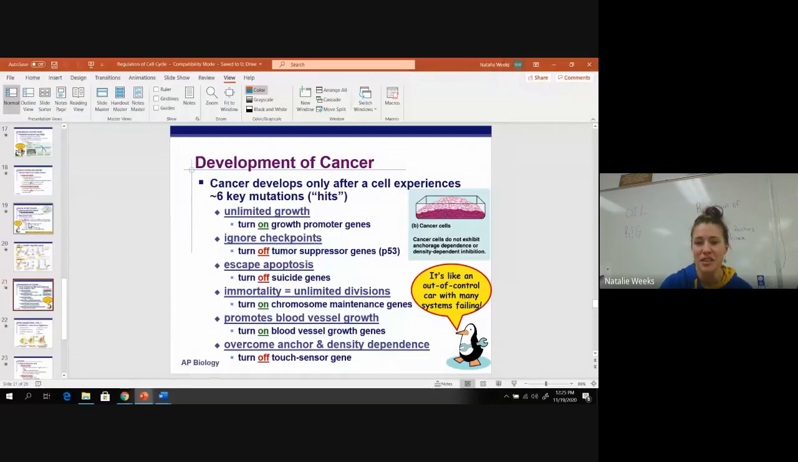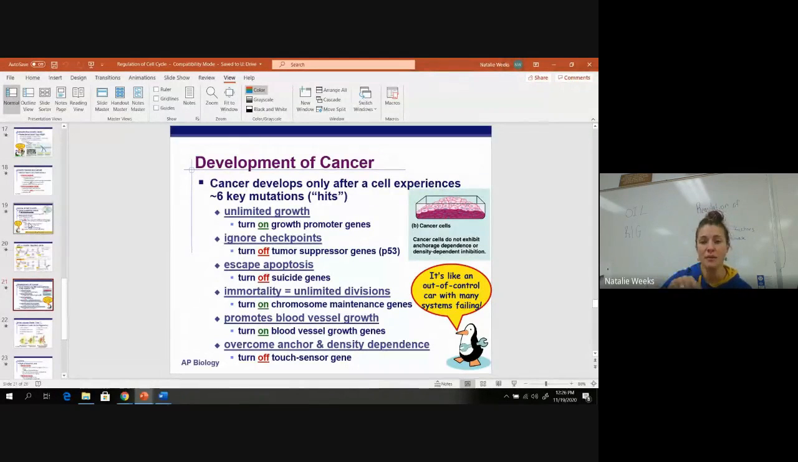It's basically just like Little Penguin says, it's like an out of control car with a bunch of systems failing. So it's like trying to drive your car as fast as you can and your muffler's falling off and a hubcap falls off and your rear view mirror falls off and you just keep driving as fast as you can. If we promote blood vessel growth, that is going to feed that tumor, give those cells more energy to divide even faster. And if we overcome anchor and density dependence, so if we turn off those touch sensors, then we're going to create cancer cells.